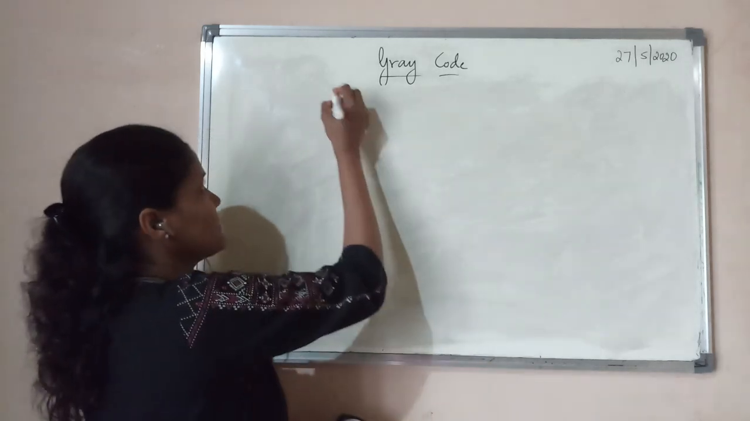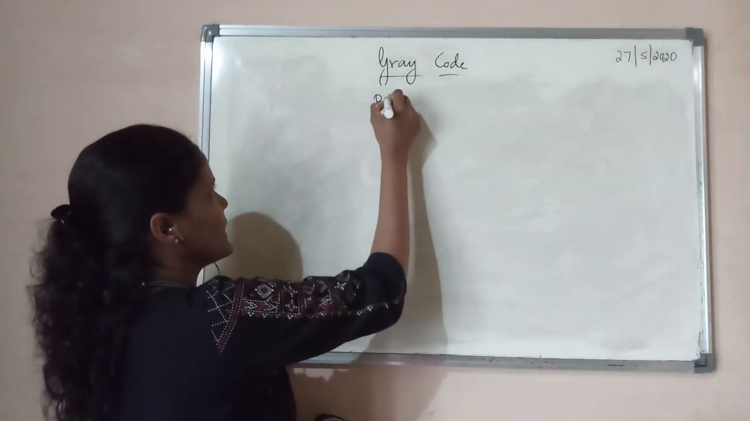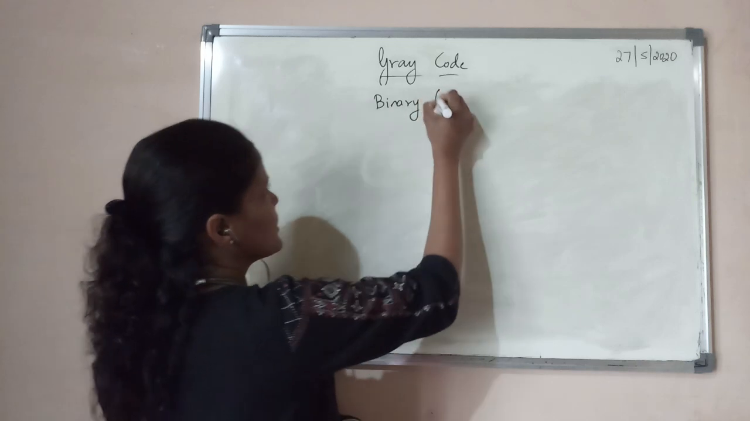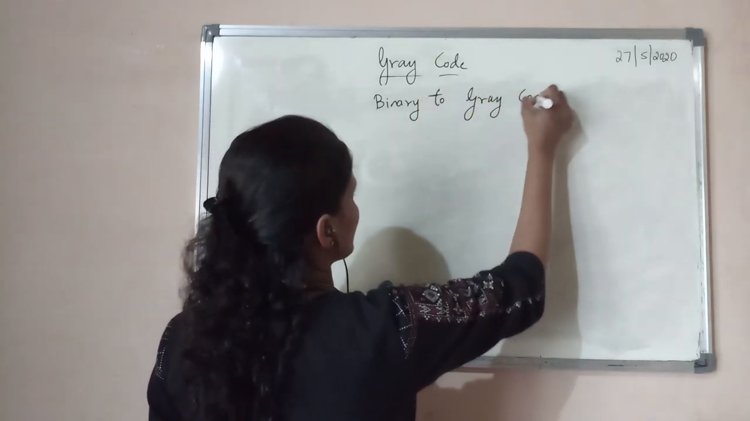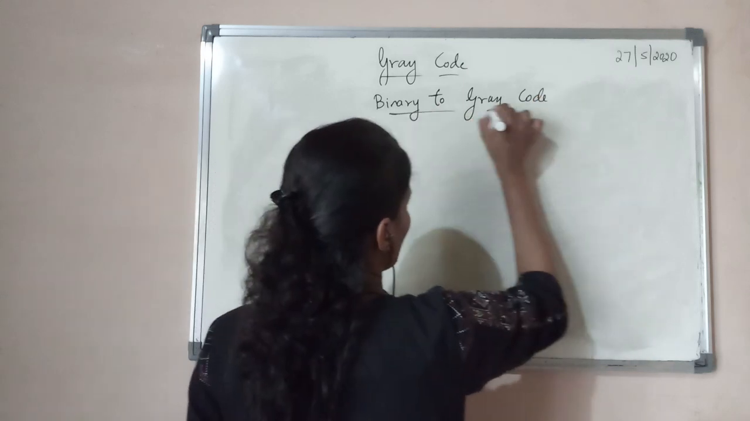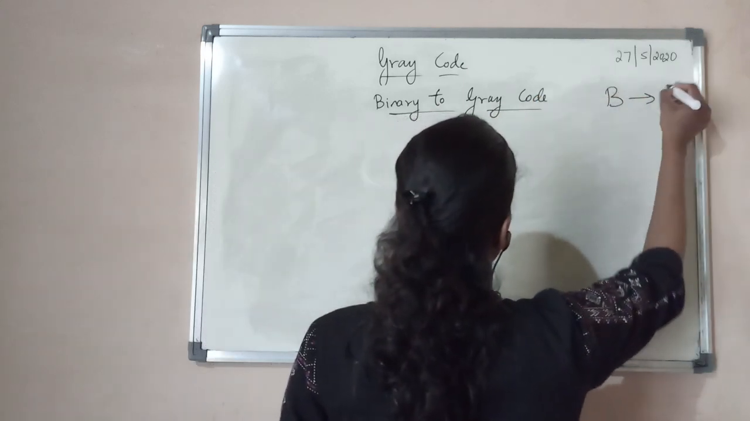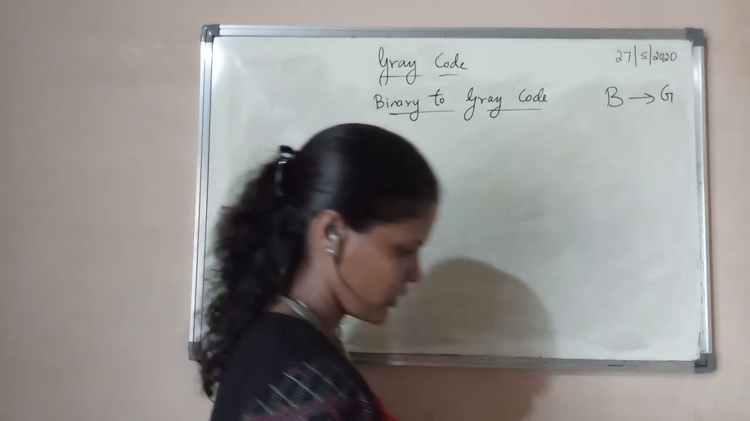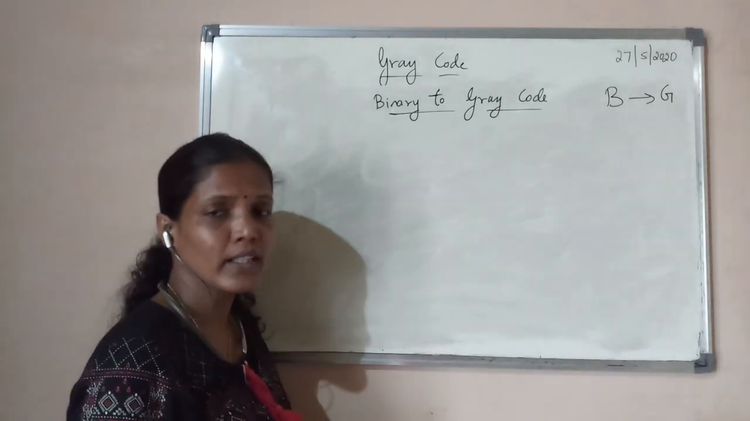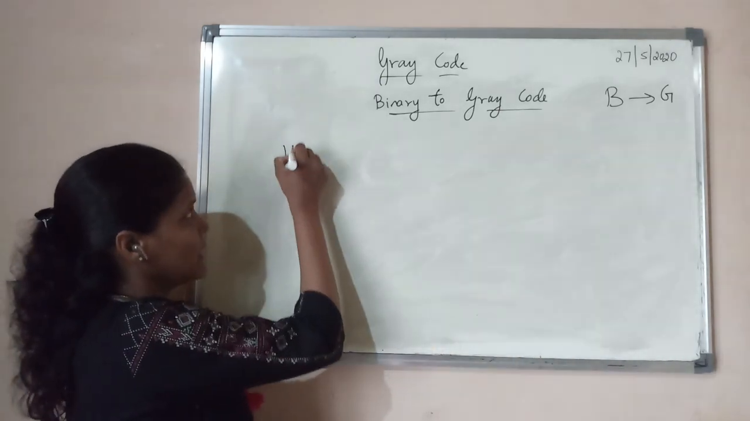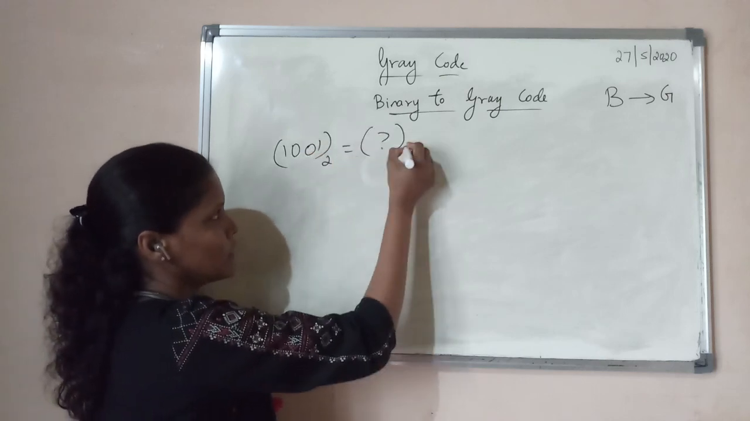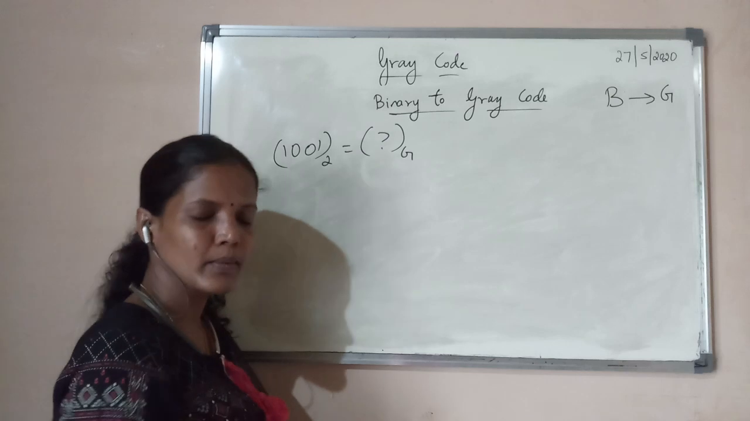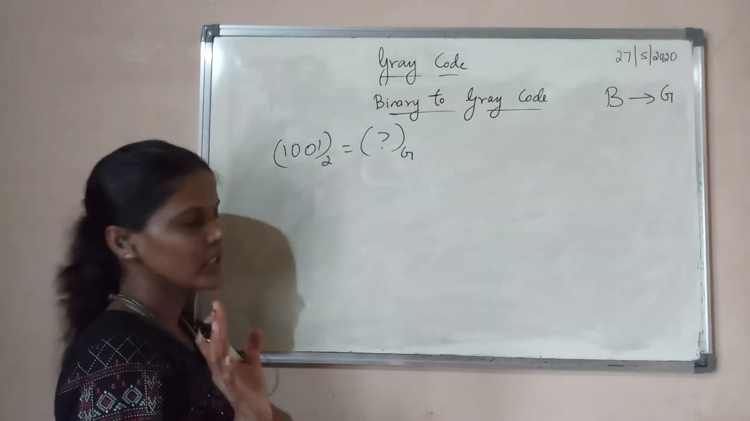Okay. First, binary to Gray code. I will also write B to G on the side. So the very first problem is 1001 to the base 2, and you have to convert this into Gray code. Writing the base as G means it is Gray code.